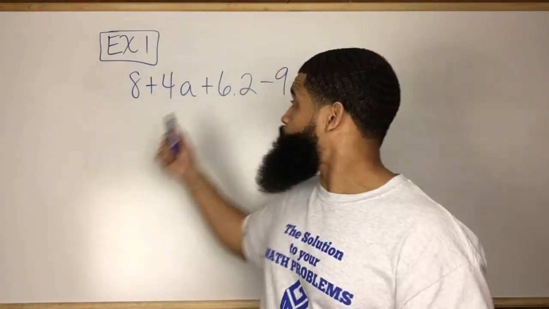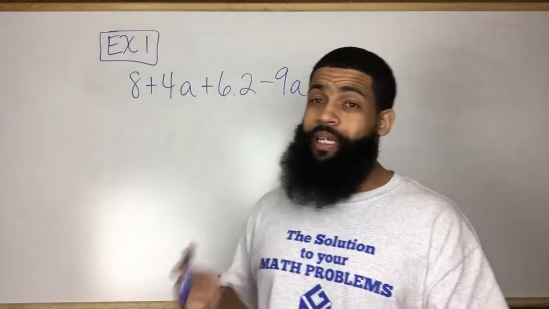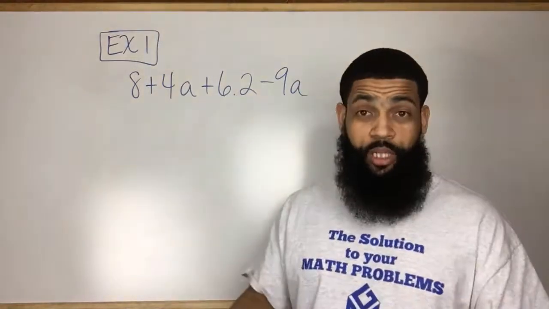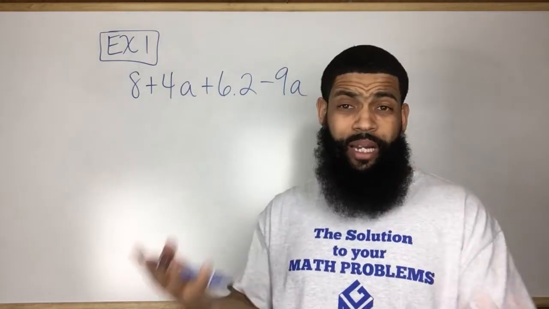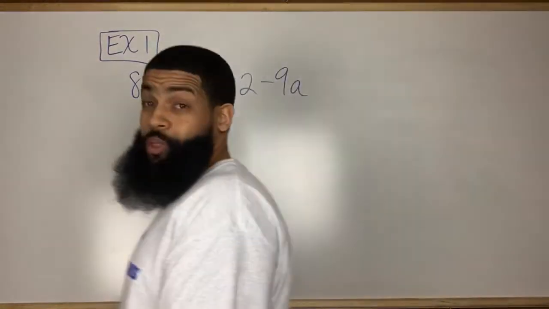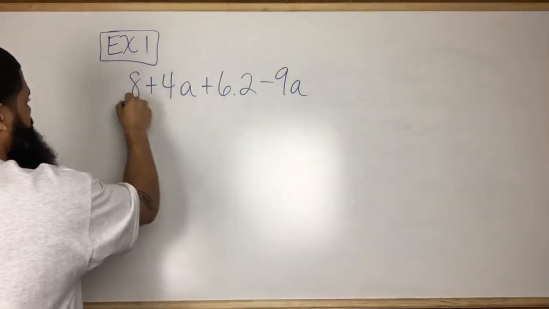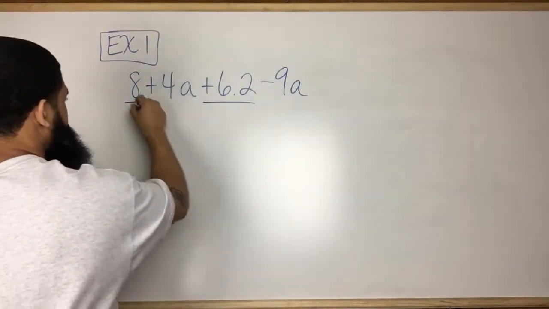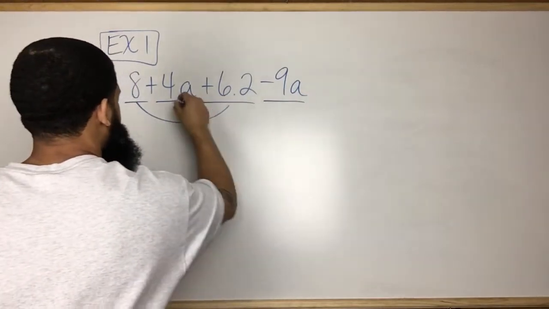Notice this is an expression. It does not have an equal sign, so it's just an expression. We cannot solve for this variable because it's an expression. So we need to identify the like terms and then combine the like terms, and that's it, until we can combine like terms no more. So my like terms are, I have 8, I have plus 6.2, and then I have 4a minus 9a.